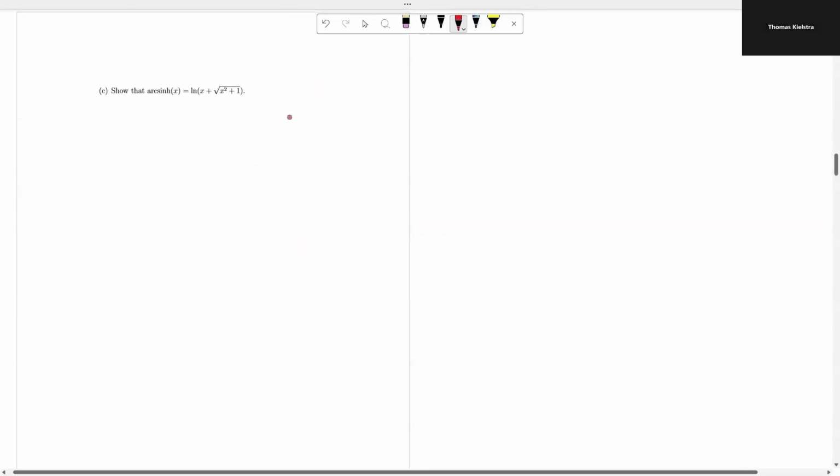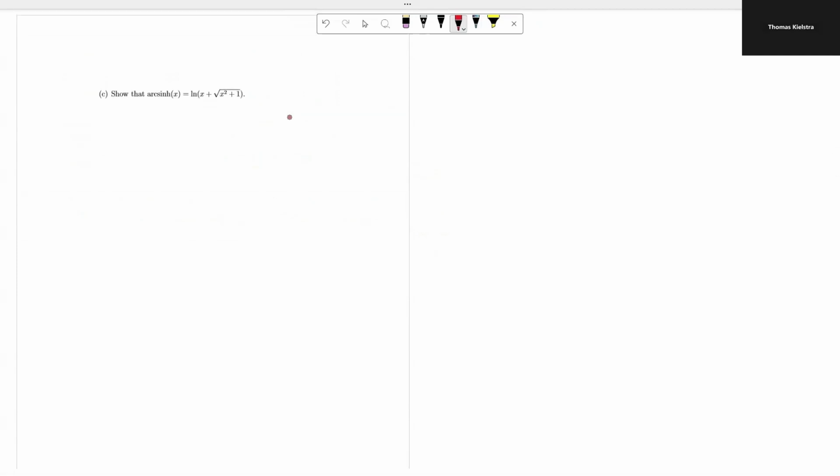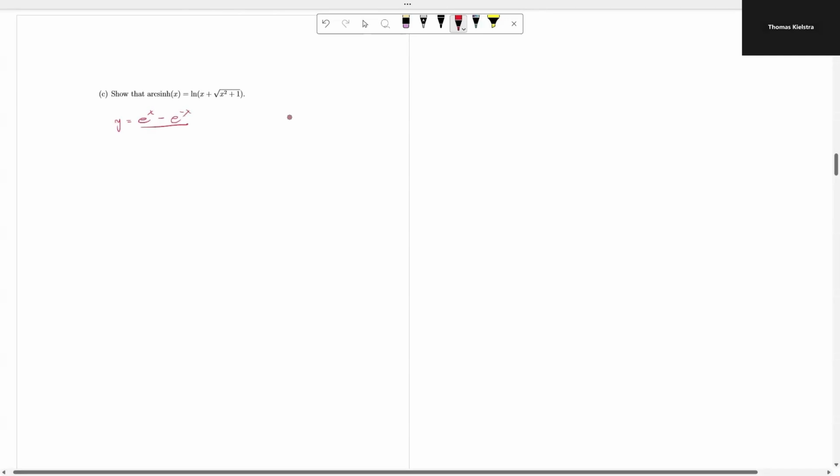In part C, we want to show that the inverse of the sinh function, arcsinh, is ln of x plus root x squared plus 1. To do this, we start with y equals e to the x minus e to the minus x over 2. You'll notice here, I required you to know what the sinh function is, and also the cosh function. I haven't explicitly given you the cosh function, but because I expected you to know the sinh function, it's reasonable to think I'll also expect you to know the cosh function.